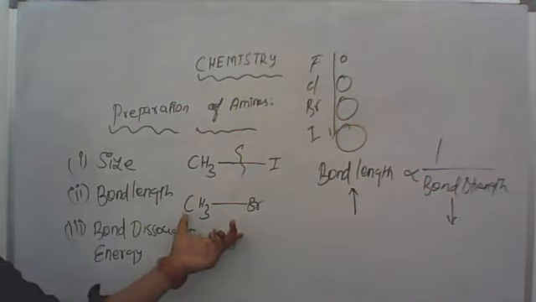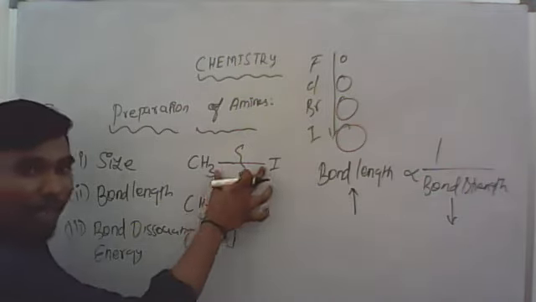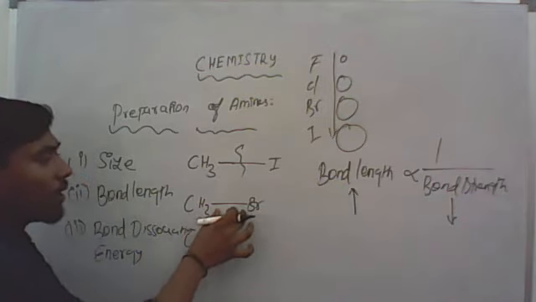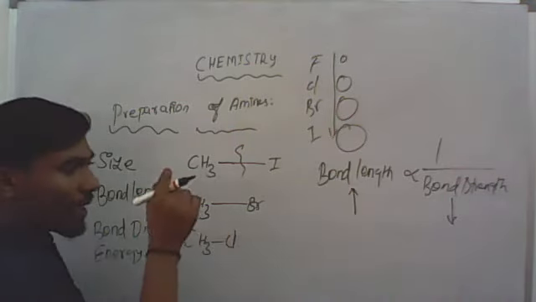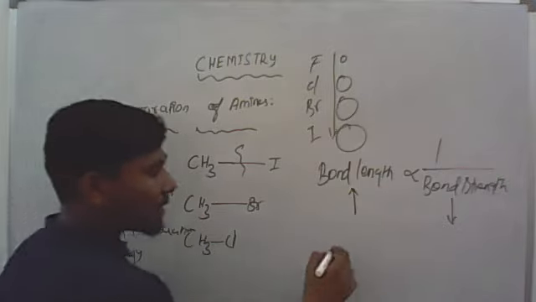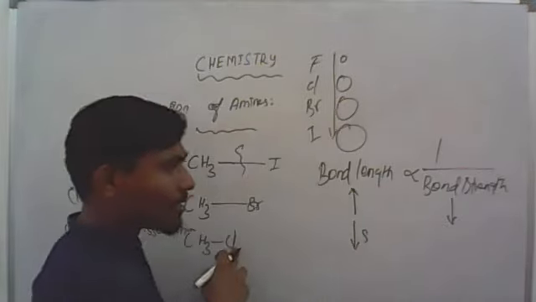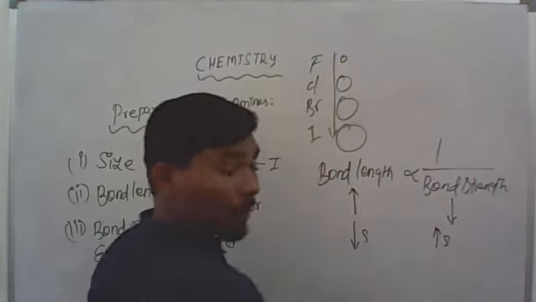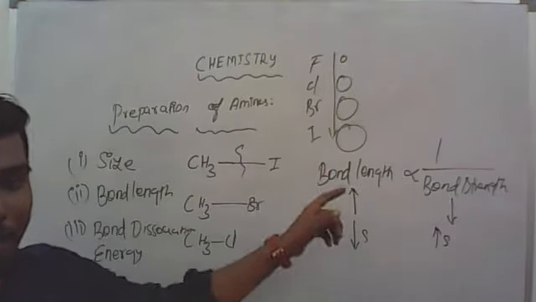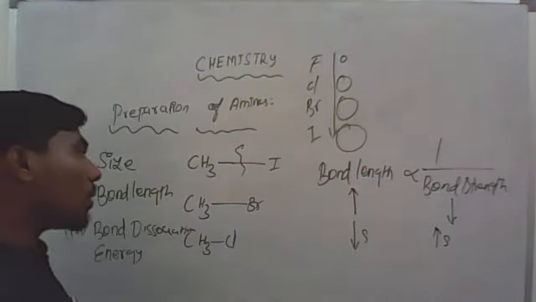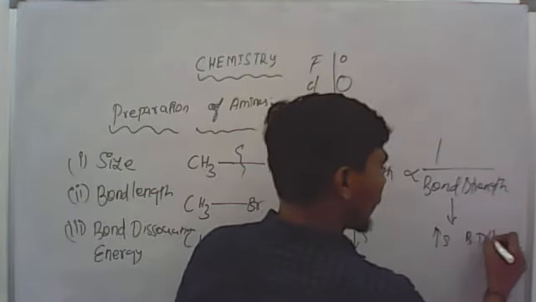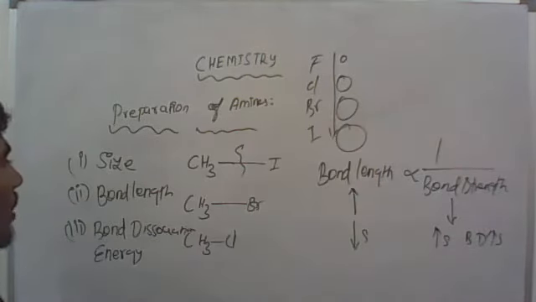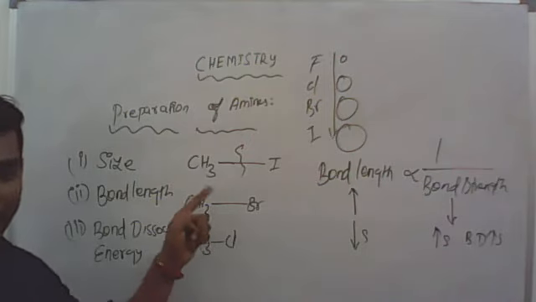But in the case of methyl bromide, comparatively the size of bromine is smaller, so the bond length is smaller here. If the bond length is small, the bond strength increases. If the bond strength increases, the bond dissociation energy also increases. So we have to spend a lot of energy to break the bond.